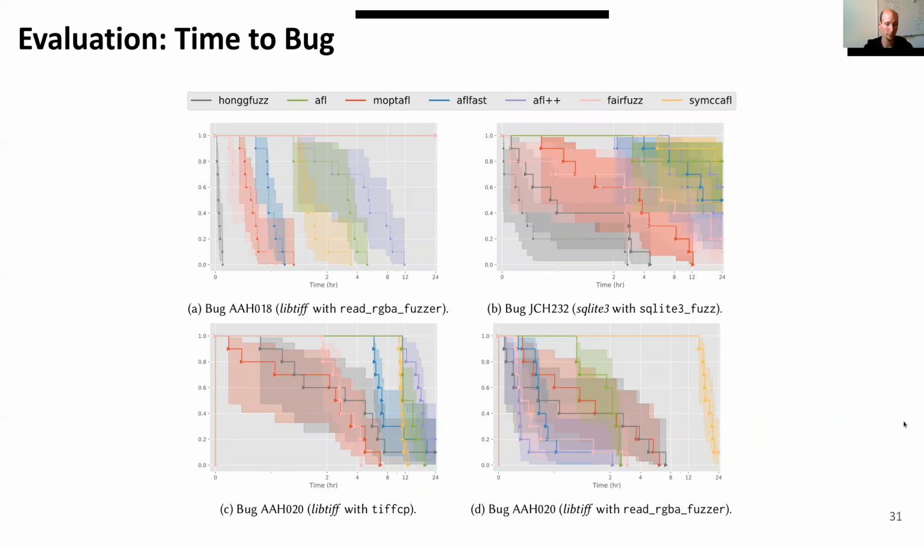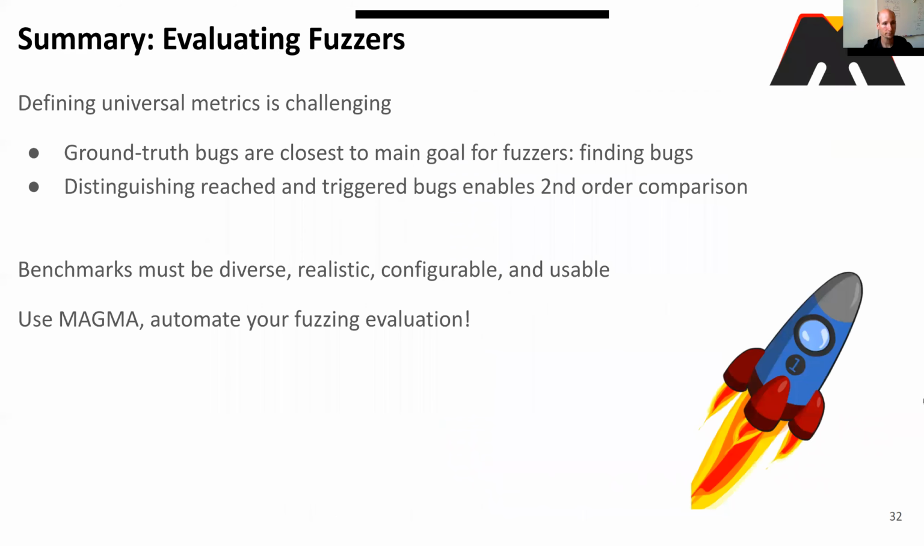We also evaluate time to bugs. How long does it take until a bug is actually found across the different fuzzers? And here we see that many of the fuzzers are all lumped together. So there's high similarity between these different fuzzers that have been proposed and analyzed. This was somewhat surprising. We didn't expect that these fuzzers are all, under first approximation, the same or highly similar. And that's definitely something that should be looked at more.